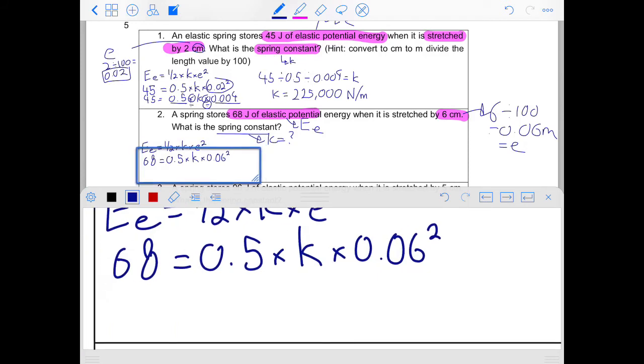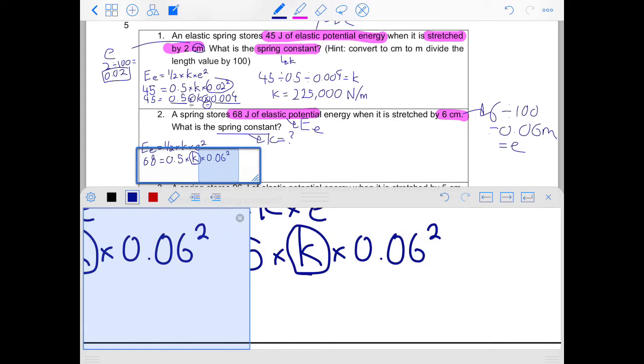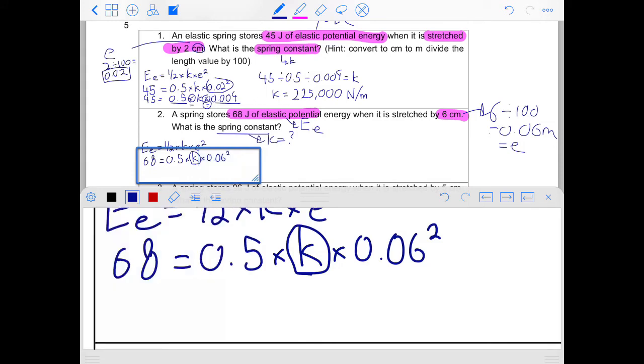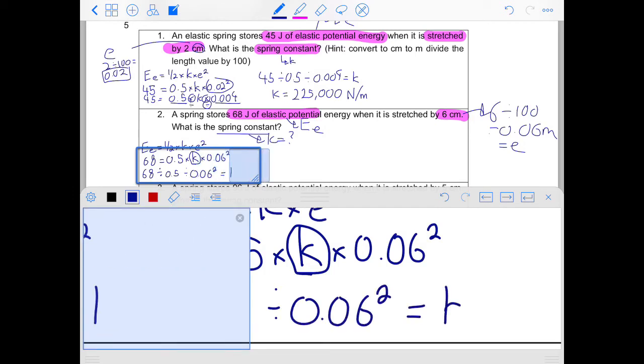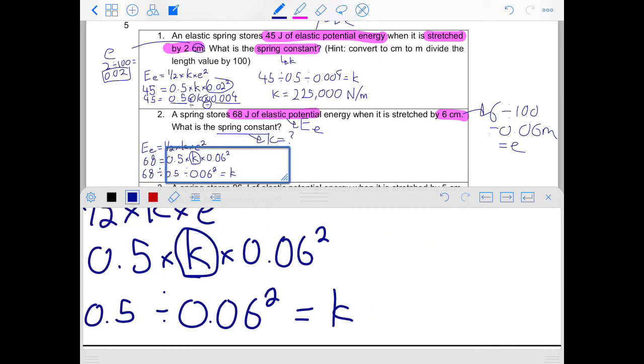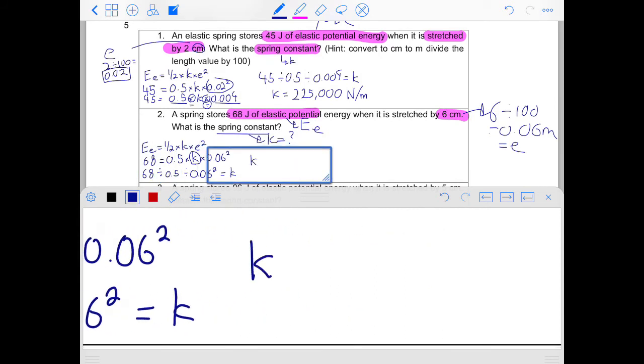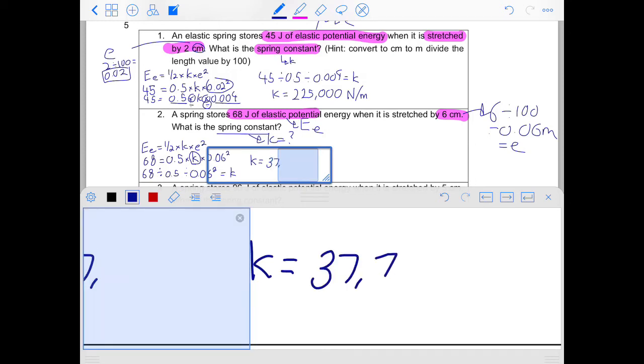And then we need to get our K on its own. We need to isolate for K is another way to describe it. So we just move everything else to the other side. So 68 divided by 0.5 divided by 0.06 squared is equal to K. We can then just put this into our calculator and end up with a value of K is equal to 37,777 repeating. Don't forget the unit of newtons per meter.